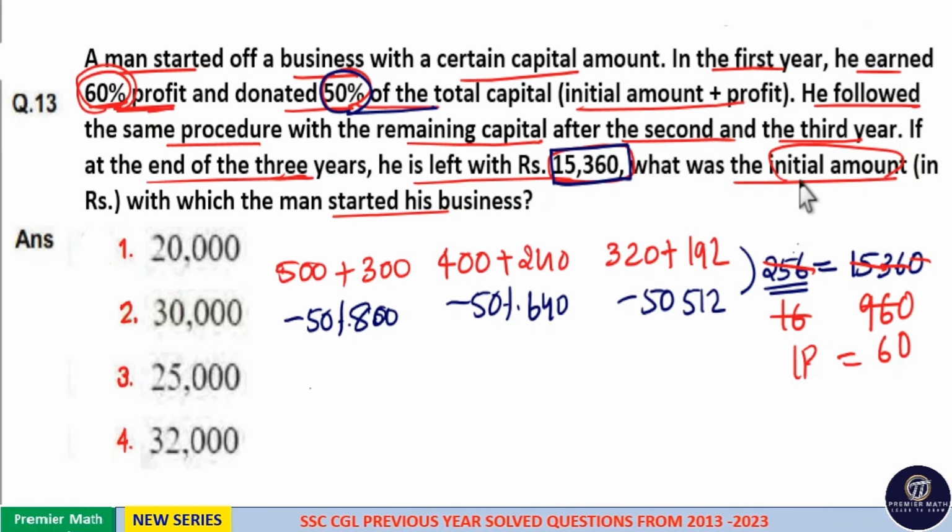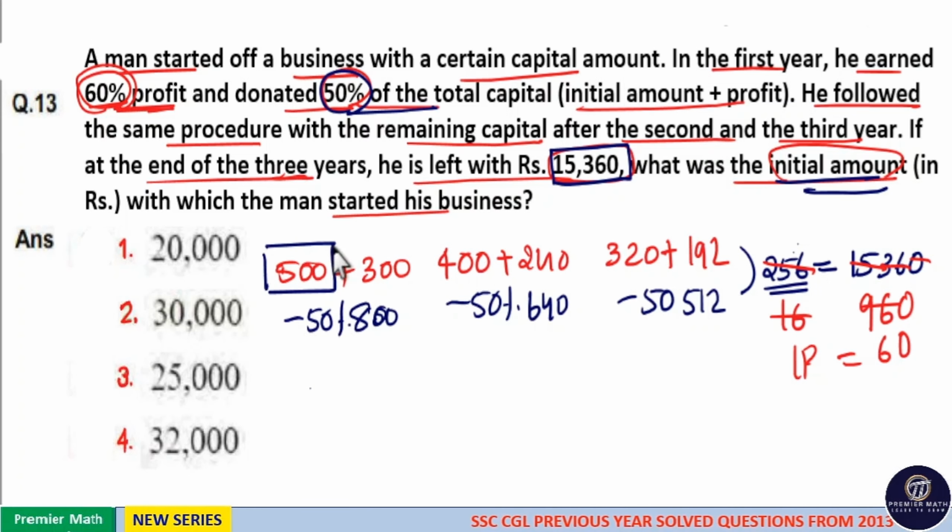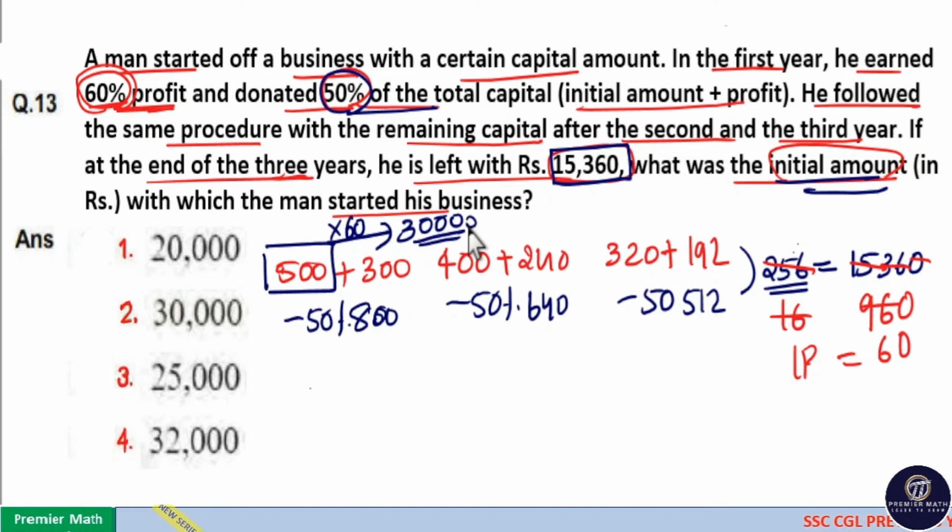Then here we need the initial amount. Initial amount is 500 rupees. 500 rupees means 500 into 60. That is 6 into 5, 30, 30,000 rupees. So option 2 is your answer.